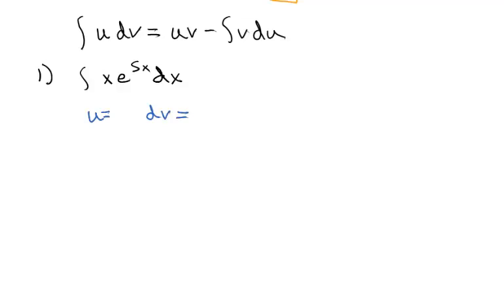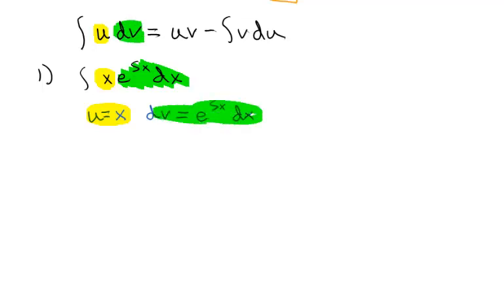Now, u is going to be the part that we can easily take derivatives of. Ideally, we'd want this part to go to 0 if we kept taking derivatives. You might notice if we kept taking derivatives of x, we'd eventually get to 0. So that is going to be our u in this function. So u is going to be equal to x. dv then is going to be the rest of the problem, which is e to the 5x dx. Oops, the dx doesn't have to be in the exponent. And that represents the dv part of our equation.